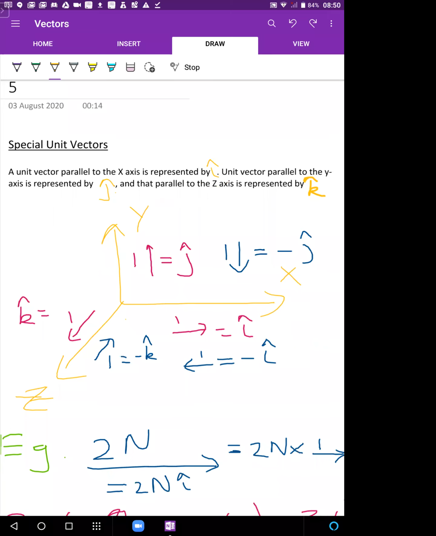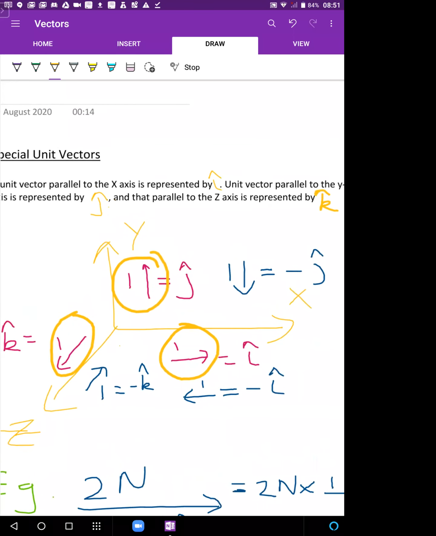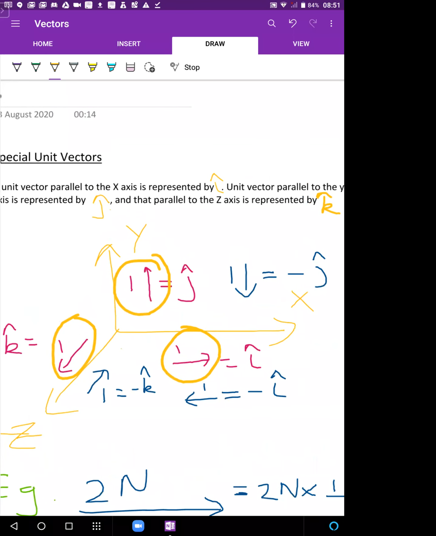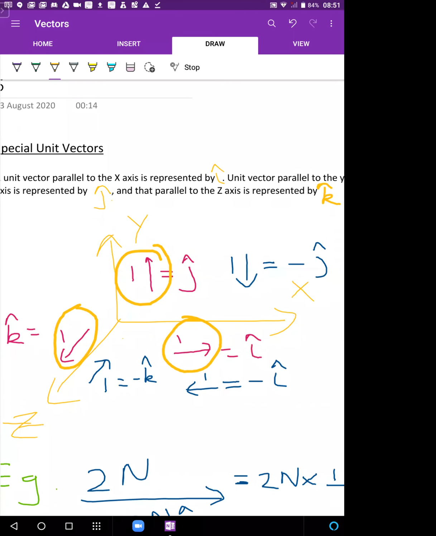Either way, if you see i with something like a cap, that represents a vector along the x-axis. j with something like a cap represents a vector along y. And finally, k with a cap represents the unit vector along the z-axis. So with this, we now have special names for these three unit vectors, i cap, j cap, and k cap. With this information, we can start to write other vectors as well.